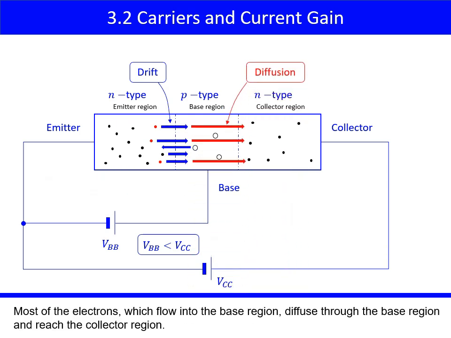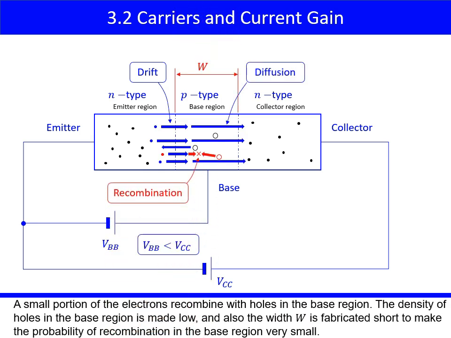Most of the electrons, which flow into the base region, diffuse through the base region, and reach the collector region. A small portion of the electrons recombine with holes in the base region. The density of holes in the base region is made low, and also the width W is fabricated short, to make the probability of recombination in the base region very small.